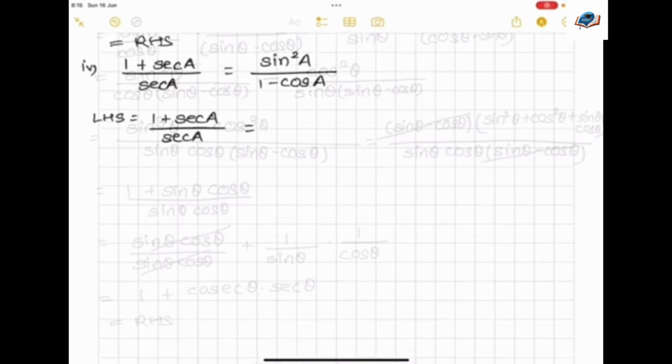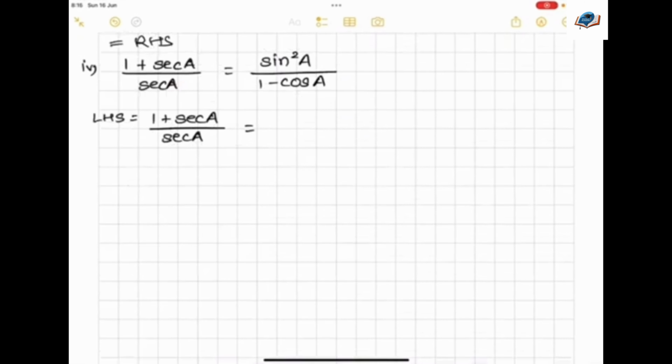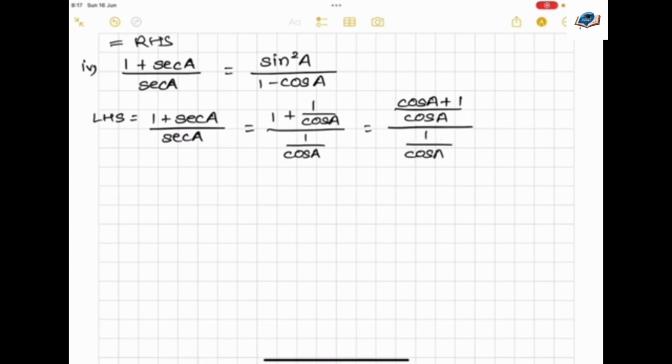Now next is 1 plus sec A upon sec A equal to, I have to prove. So LHS I am taking and solving it into sine and cos. So 1 plus 1 upon cos A whole upon 1 upon cos A. So LCM, cos A plus 1 upon cos A, upon 1 upon cos A. So now multiplying with the inverse.